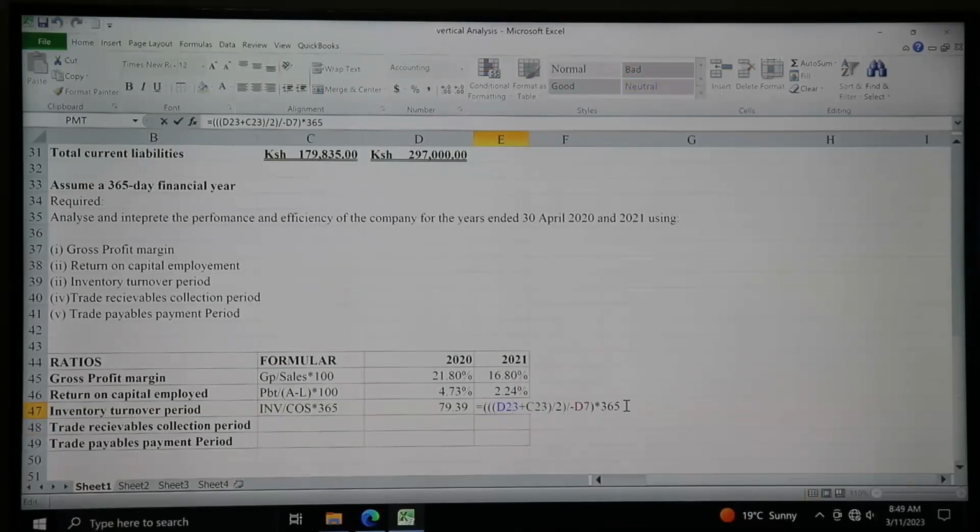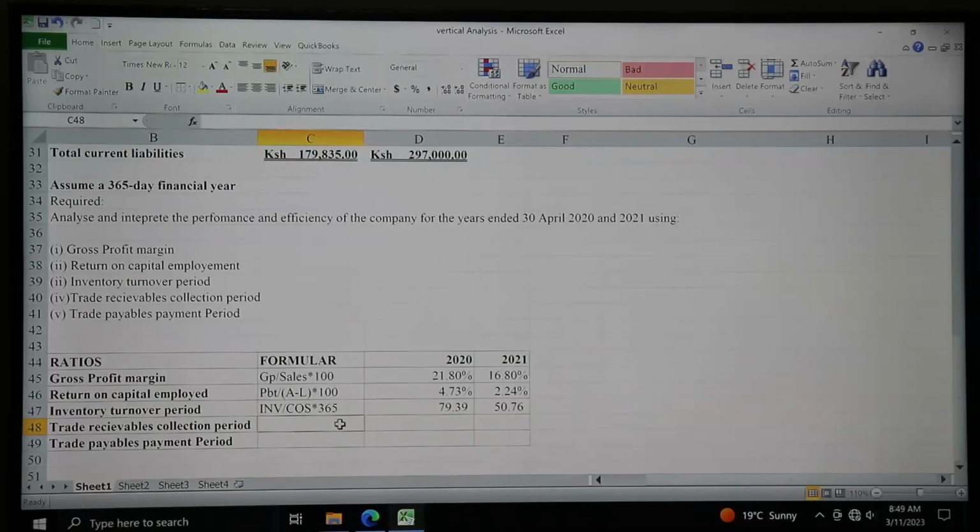So the average will not actually be a very big number. It's almost close to that, but you should include the average. You should always include the average for 2021. That is, you take the cost, that is the inventory for 2021, then of that 2022, you divide by two. Then from there, you proceed with your function.